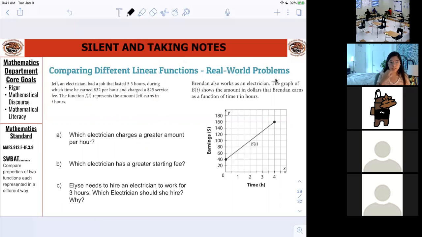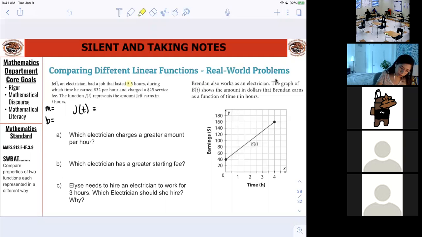So here I have my scenario. Jeff, an electrician, had a job that lasted 5.5 hours, during which he earned $32 per hour and charged a $25 service fee. The function j of t represents the amount Jeff earns in t hours. I'm going to write an equation so that I can answer all of these questions. They're telling me that this function is called j of t. And remember, I need to identify the slope and the y-intercept.